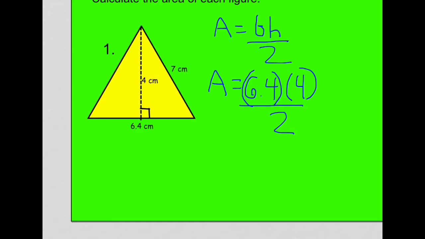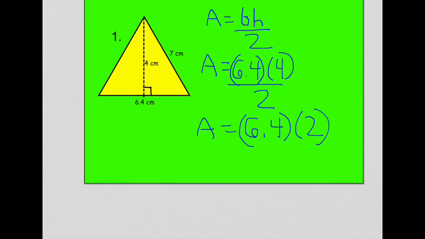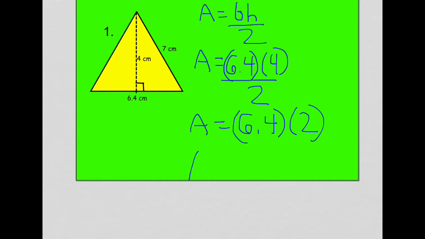But I could also treat this like a fraction, reduce some things first. What if I did this? What if I did 4 divided by 2 first? And then I'd be left with A equals 6 4/10 times 2. If I just went ahead and did the 4 divided by 2 first. And then I could do A equals 12 8/10 centimeters squared when I multiply the 6.4 times the 2.